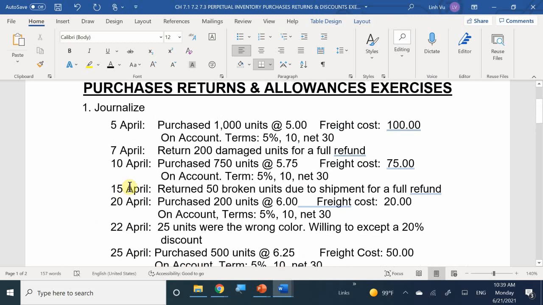Then on April 7th, I ended up returning 200 damaged units for a full refund. How am I going to journalize this? Is it purchase returns and allowances? Remember, in this case we're looking at perpetual inventory, so there's no reason to do purchase returns and allowances. You're going to take it right out of inventory.